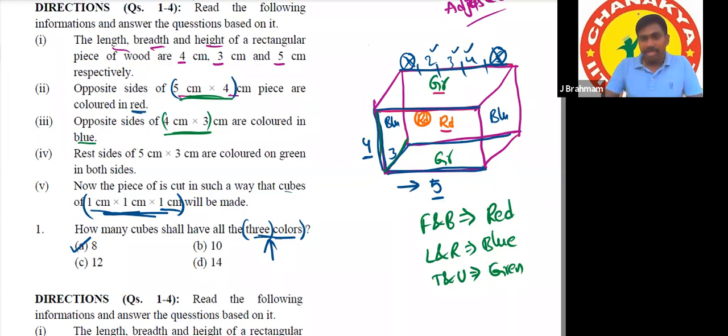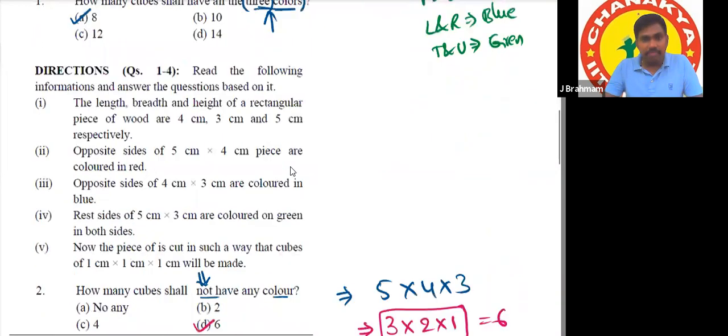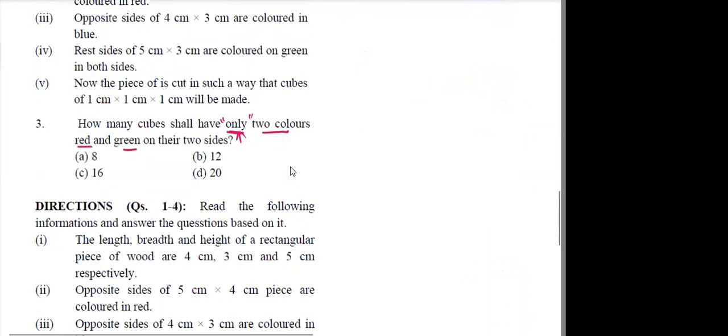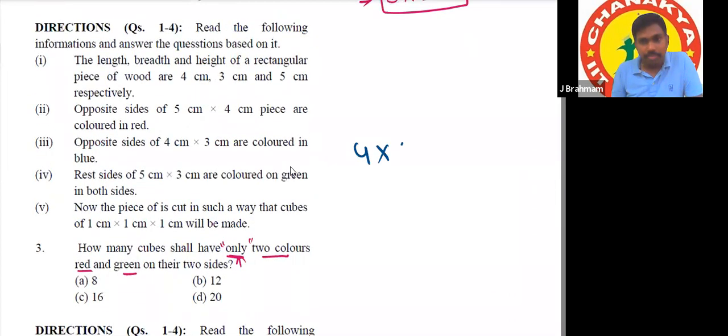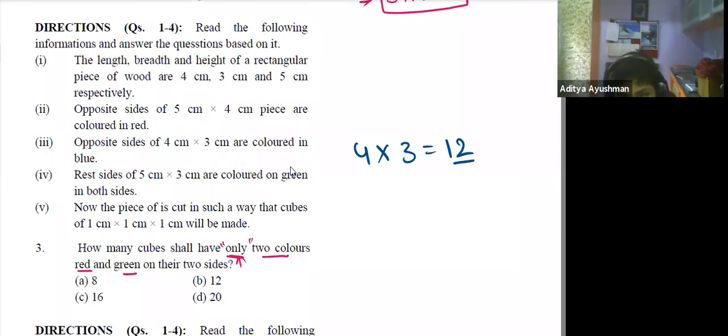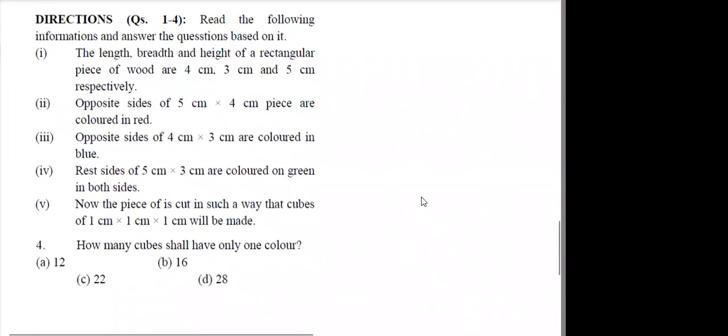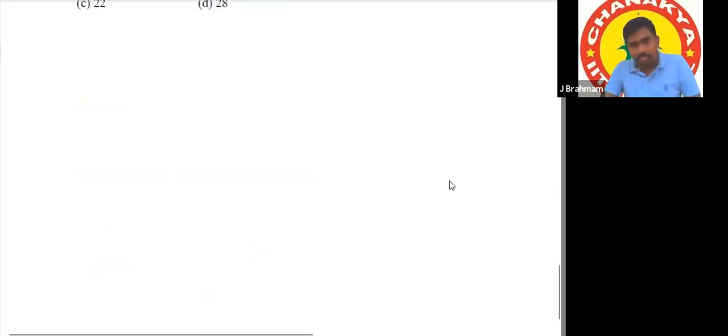How many edges do we need to consider? 4 edges. On each edge, considerable cubes are 3. So 4 threes are 12. 12 cubes. Okay. Next question. I think this is the last question.